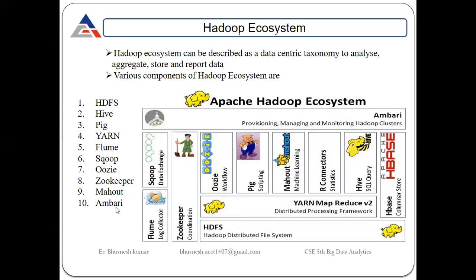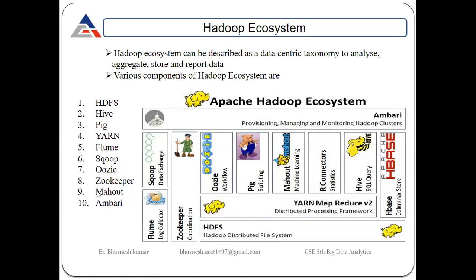Then there is Ambari. Here it is, Ambari. It is used for provisioning, managing, and monitoring Hadoop clusters. And further, there is HBase also, that is Hadoop database. That is a columnar store, and the store name is HBase. Further, there is the R connector, which is used for statistical computation, and the name given is R connector.